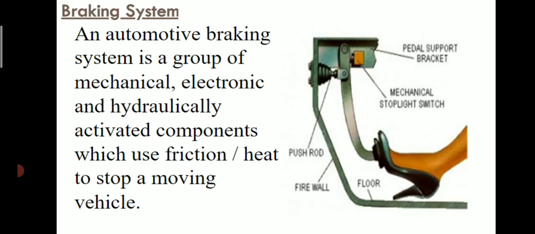This is the braking system that you will see in the picture. What is that? An automobile braking system is a group of mechanical, electronic and hydraulically activated components which use friction or heat to stop a moving vehicle. So what are the components? Mechanical, electronic and hydraulically activated components.